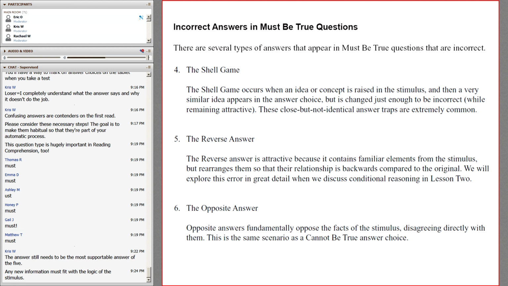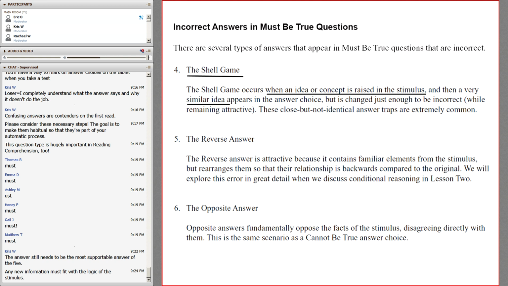Okay. Shell game answers. This is very common, not just in must be true questions, guys, but elsewhere. These are answers that kind of prey on people who aren't reading closely enough. So they will raise an idea or a concept in the stimulus and then give you a very, very similar idea in one of the answer choices, but one that is fundamentally different and therefore not provable. Sometimes they may even look the same, like heart disease and overall health. Right? They're in the ballpark together, but they're not the same. And so what's true of one is not necessarily true of the other.